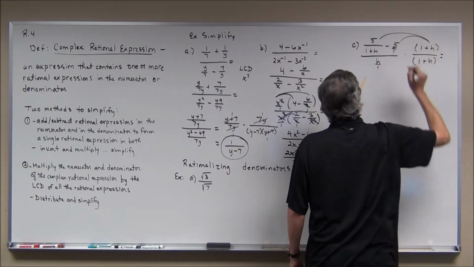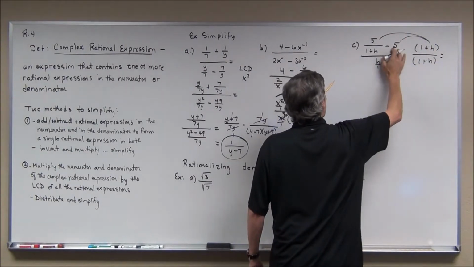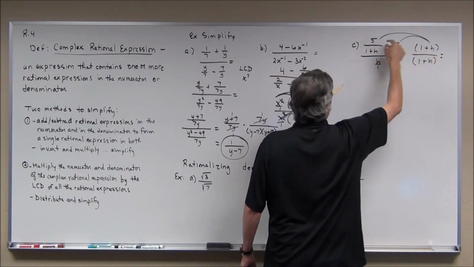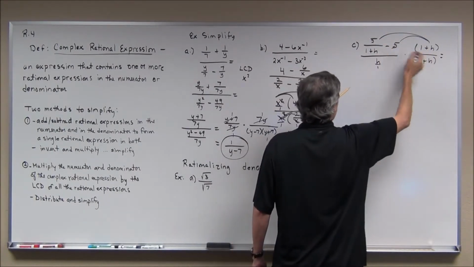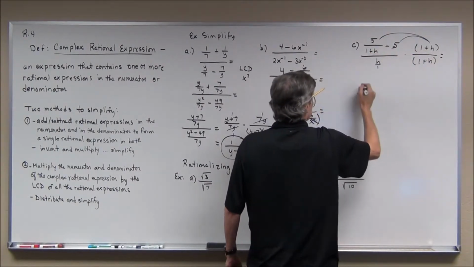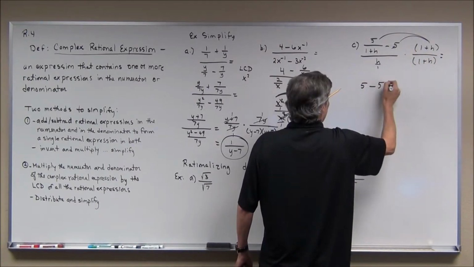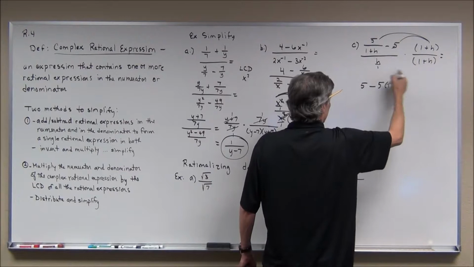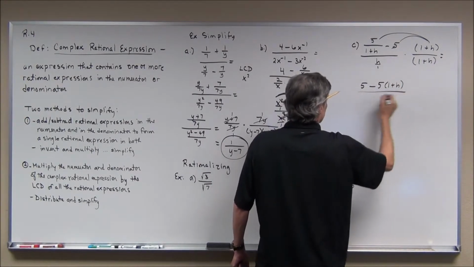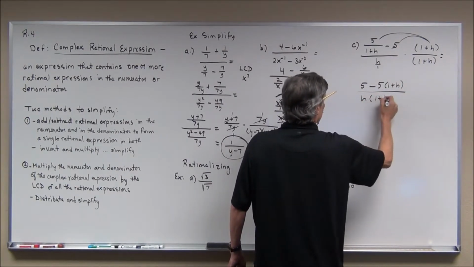So I have to distribute here. I don't really need that over 1 part. 1 plus h times 5 over 1 plus h. That's going to cancel the 1 plus h's. It's going to leave 5 minus, and then 5 times the quantity 1 plus h. And on the bottom here, nothing cancels. That's going to give me h times the quantity 1 plus h.